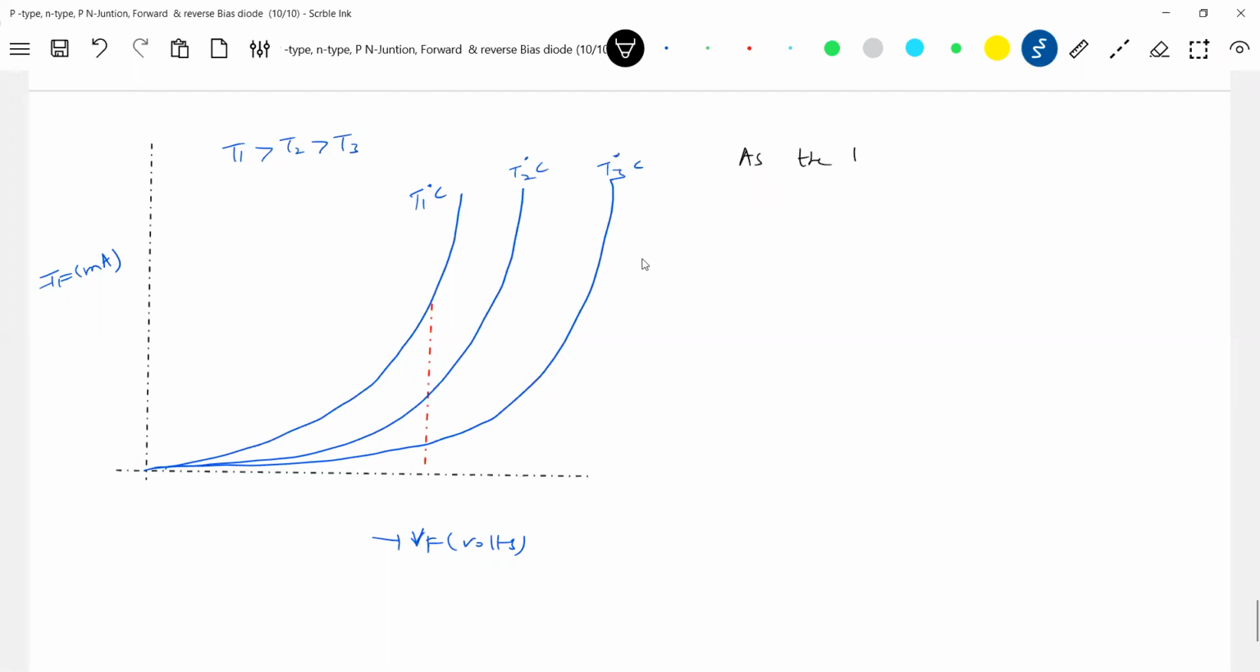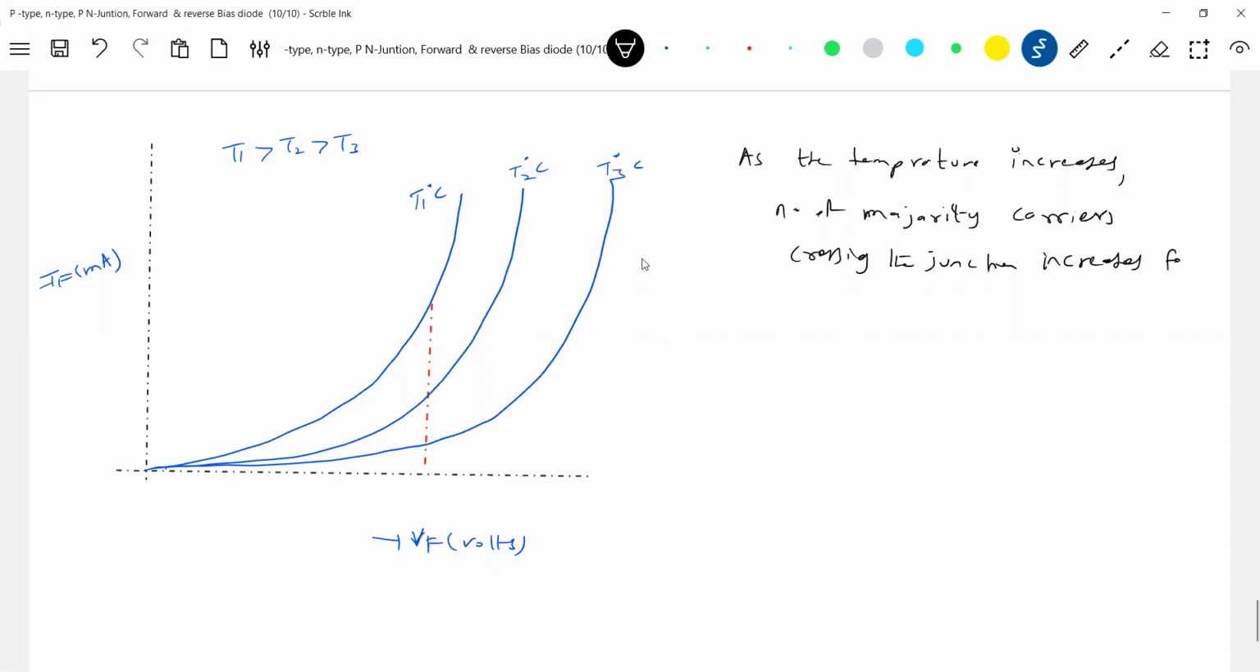As the temperature increases, the number of majority carriers crossing the junction increases for a given bias voltage or applied voltage across the diode. We have to give the reason like this.